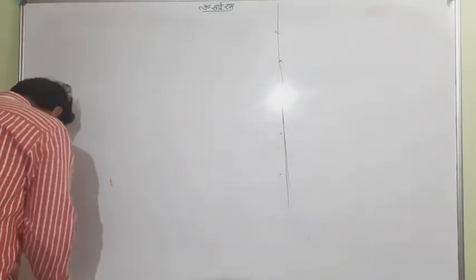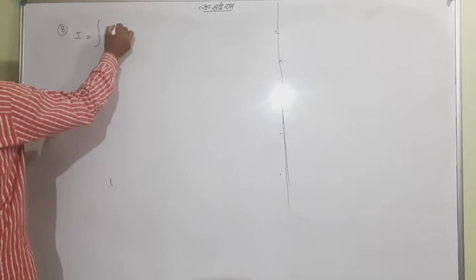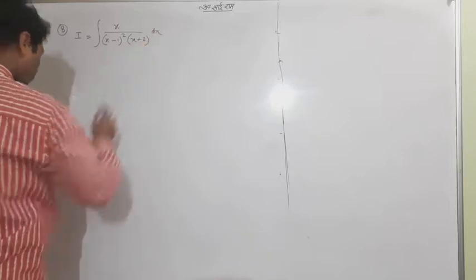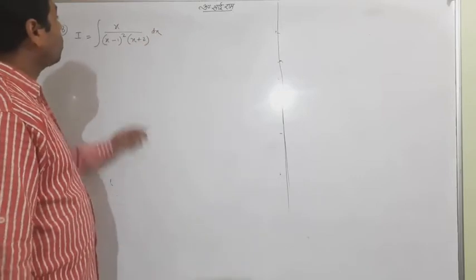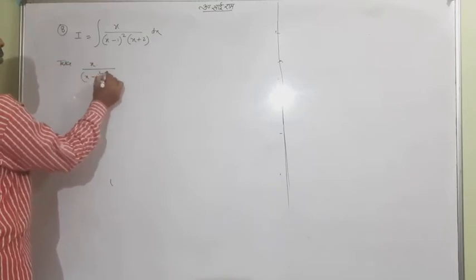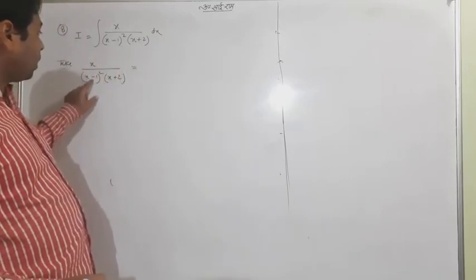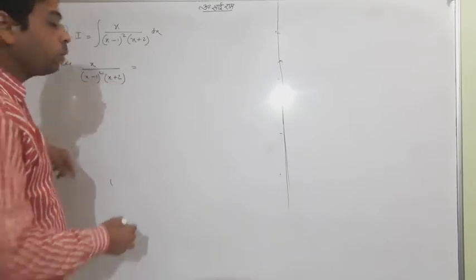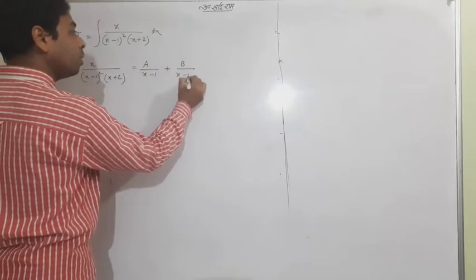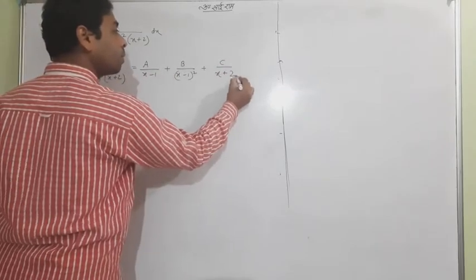Let me take a question from the book. It is the 8th question: I equals x upon (x minus 1) squared times (x plus 2). This is the question. Can you observe again? x upon (x minus 1) squared (x plus 2). This is linear and repeating. So what will we do? I'll write a upon x minus 1 single power, b upon the double power, and then after finishing that I'll come to c upon x plus 2.